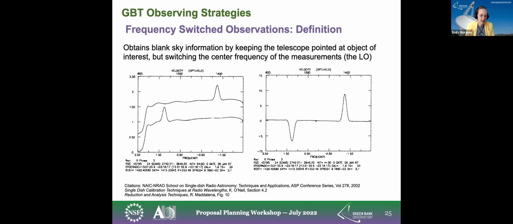For this, you do need a priori knowledge, like the redshift, so that you know how much to switch by and that it won't interfere with your observations.